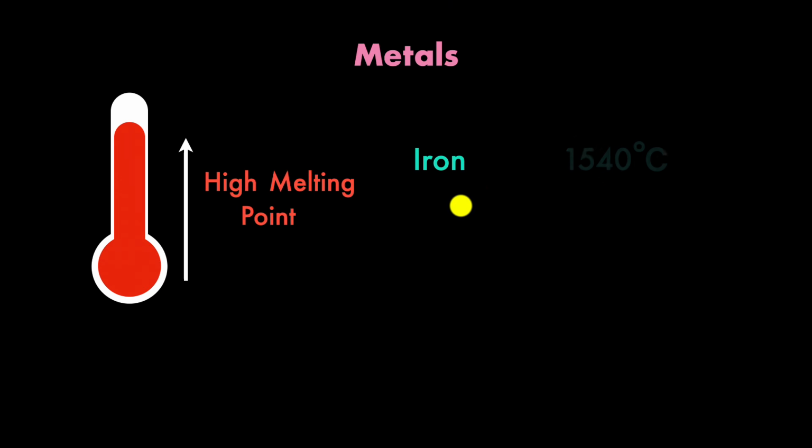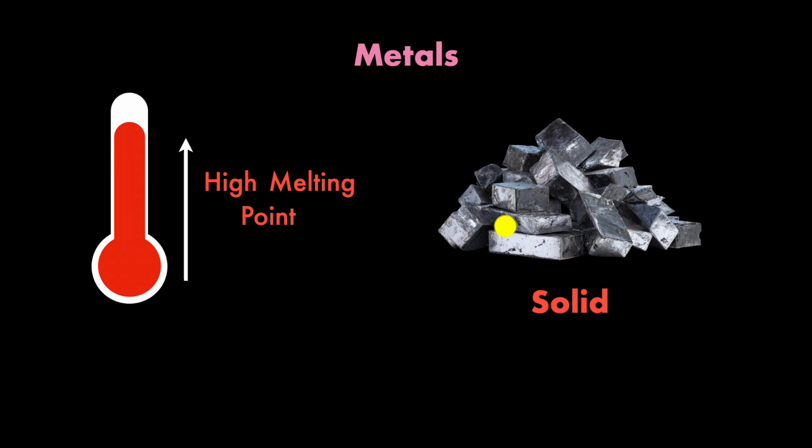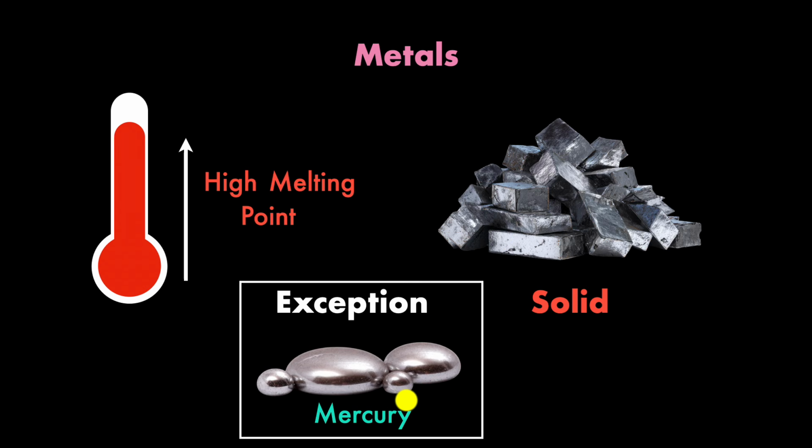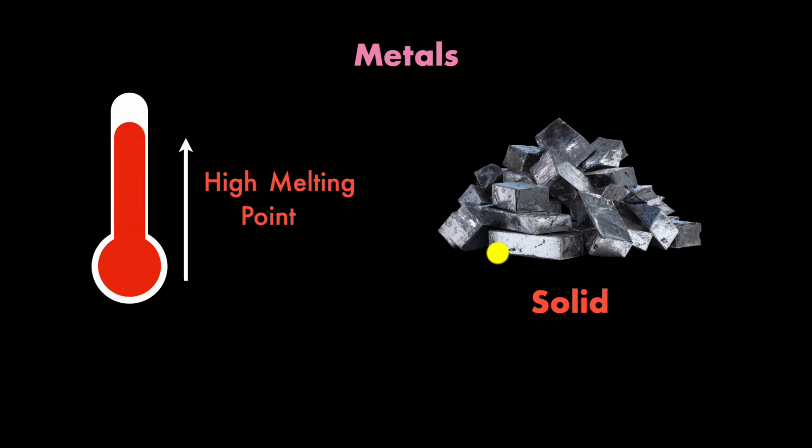For example, if you look at iron, it melts at 1,540 degrees Celsius. And tungsten, for example, melts at 3,400 degrees Celsius. So because of their incredibly high melting point, metals usually tend to be solids at room temperature. Of course, there are exceptions, like, for example, if you take mercury or gallium, they're also metals, but they have a low melting point, so low that they tend to be liquids at room temperature. But barring those exceptions, we can now explain why most metals are solids at room temperature.